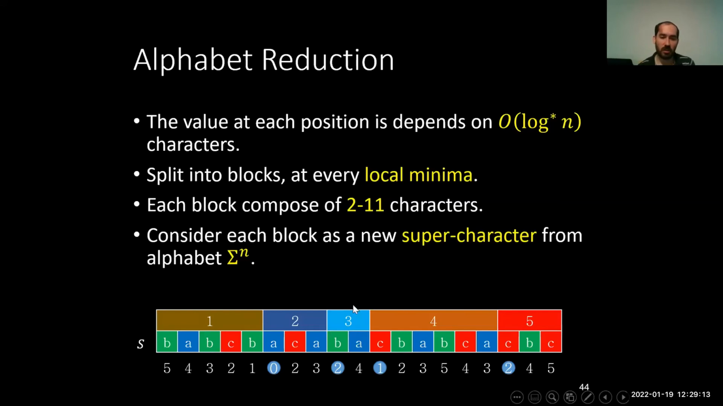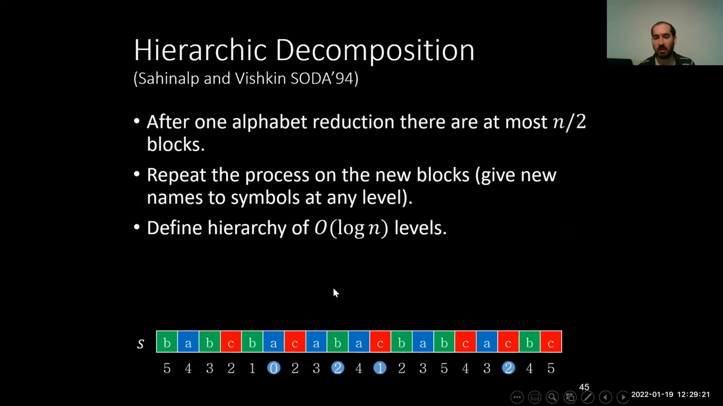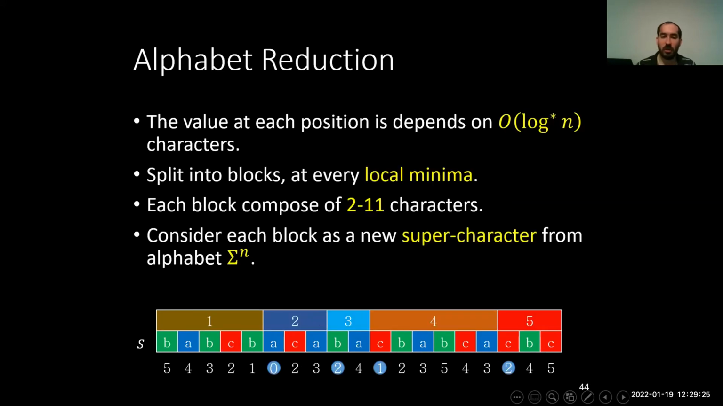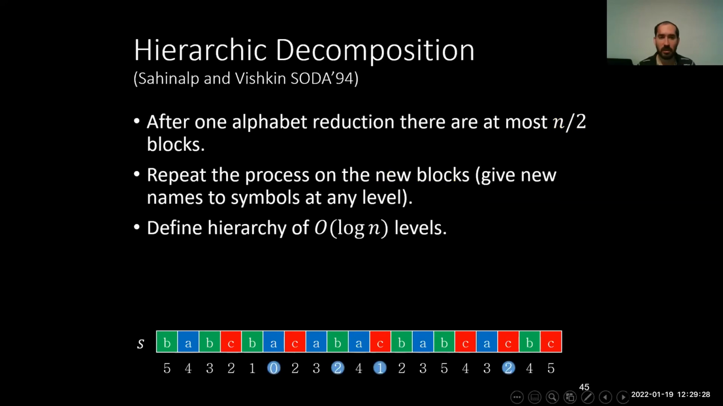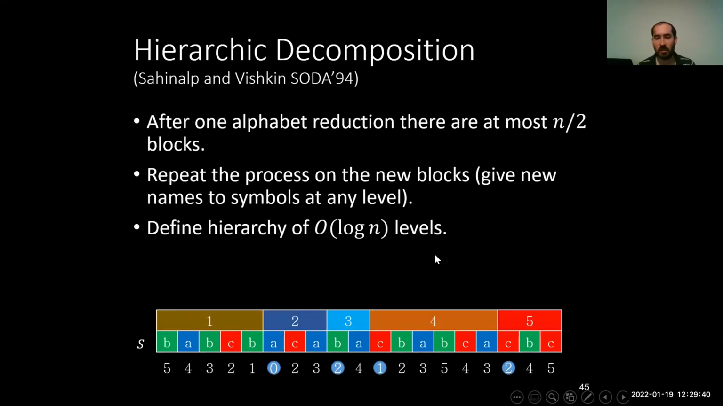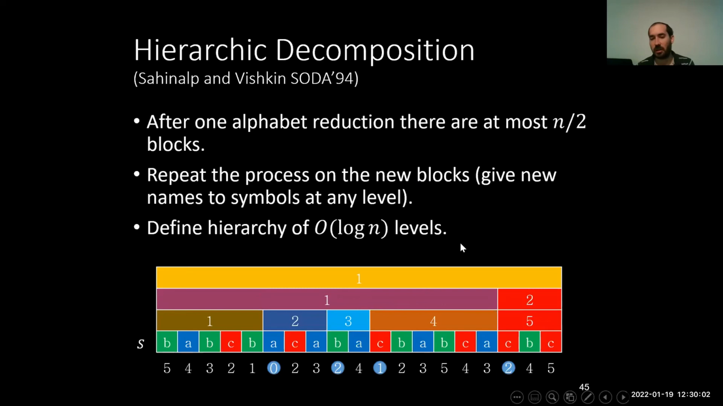We can now consider each block as a new character, and apply this technique again to the new blocks. The first usage of this technique by Sahinalp and Vishkin was in different settings, and they just used the observation that since the distance between any 2 adjacent local minima is at least 2, the new number of blocks is at most half of the original. Therefore, if we repeat this process order of log n times, we get a hierarchical decomposition of the text.